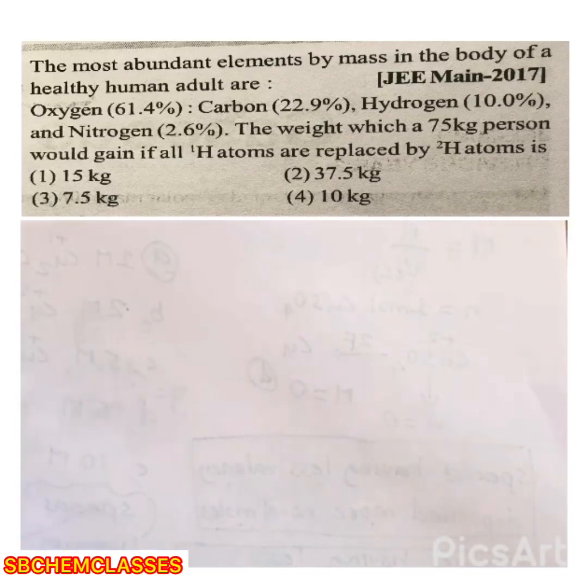The most abundant elements by mass in the body of a healthy human adult are oxygen, carbon, hydrogen and nitrogen. Find the weight which a 75 kilogram person would gain if all 1H atoms are replaced by 2H atoms. So it is a simple question.